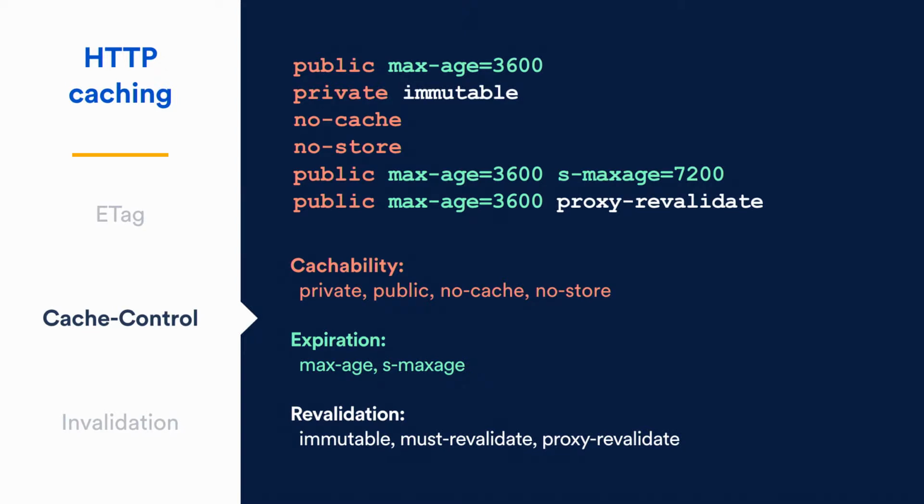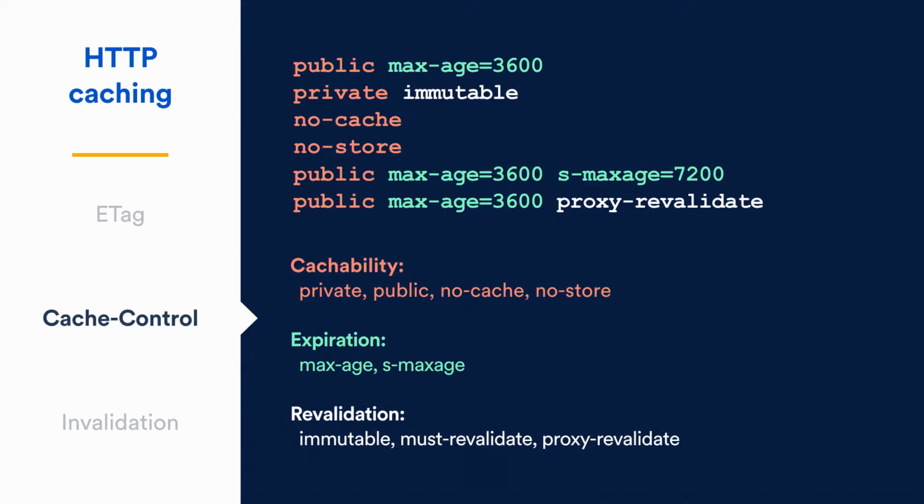So max age allows you to set in seconds basically how long the cache location should keep the value in its cache. And smax age allows you to override that value just for CDN, not for the browser.